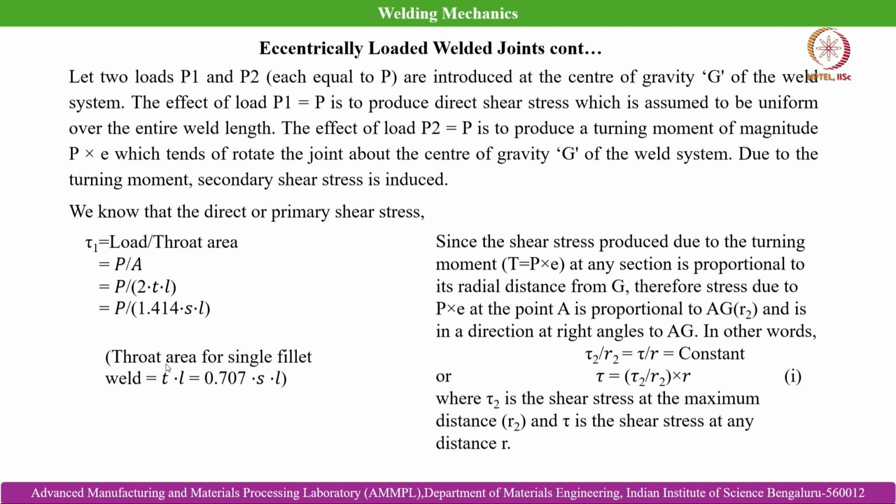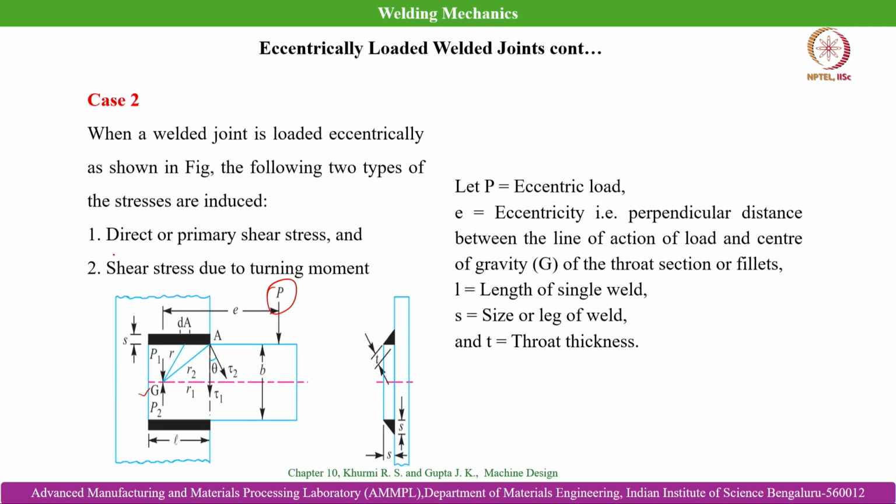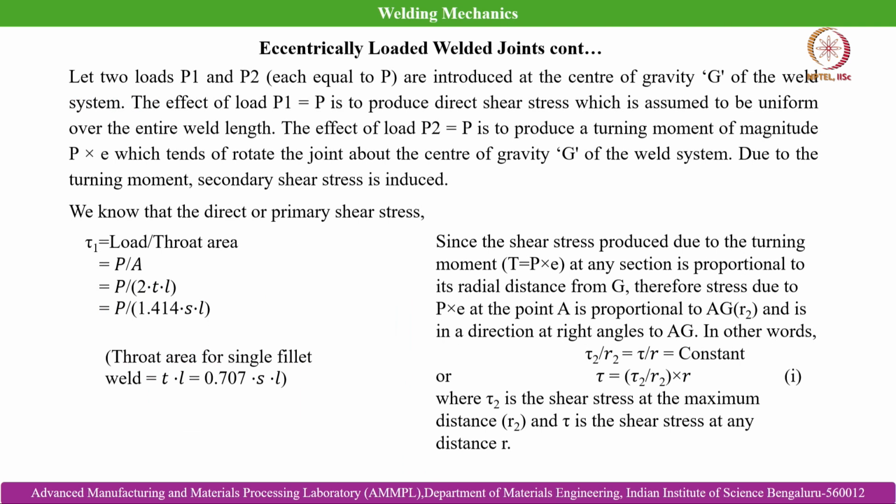The effect of load P1 is to produce direct shear stress, which is assumed to be uniform over the entire weld length, and the effect of load P2, equal to P, is to produce a turning moment of magnitude P cross e, which tends to rotate the joint about the center of gravity G of the weld system. So due to the turning moment, secondary shear stress is induced. So here there are two shear stresses. One is the direct or primary shear stress, and another is defined here as tau 2, which originates from the turning moment.